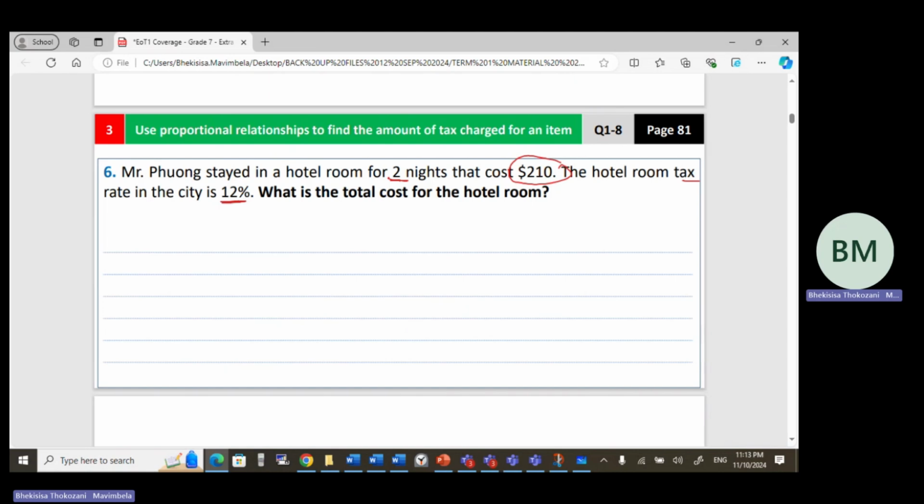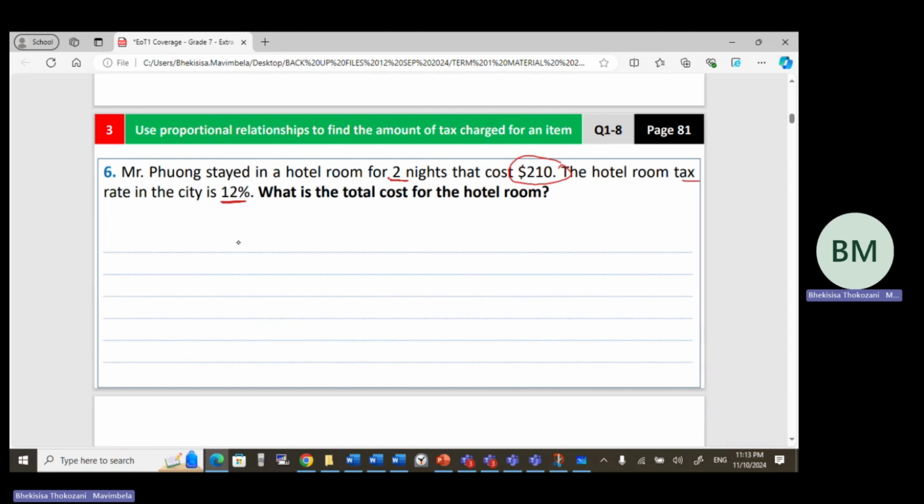I know some students normally ask me, but Mr., what do I do with the 2? So you don't do anything with the 2, because it's already calculated there in that 210. All right, so let's do it.